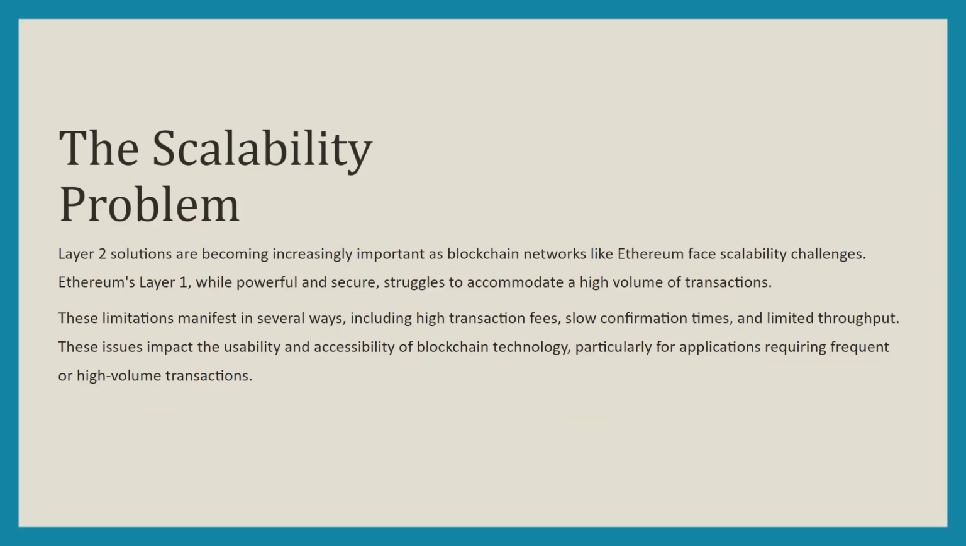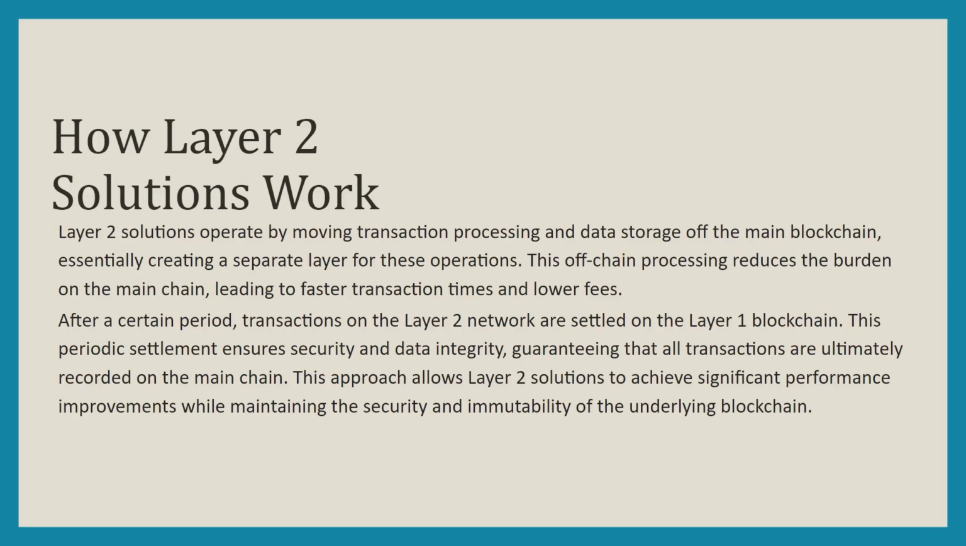So let's talk about the scalability problem. Layer 2 solutions are becoming increasingly important as blockchain networks like Ethereum face scalability challenges. Ethereum's layer 1, while powerful, struggles to accommodate a high volume of transactions. These limitations manifest in several ways, including high transaction fees, slow confirmation times, and limited throughput. These issues impact the usability and accessibility of blockchain technology, particularly for applications requiring frequent or high volume transactions.